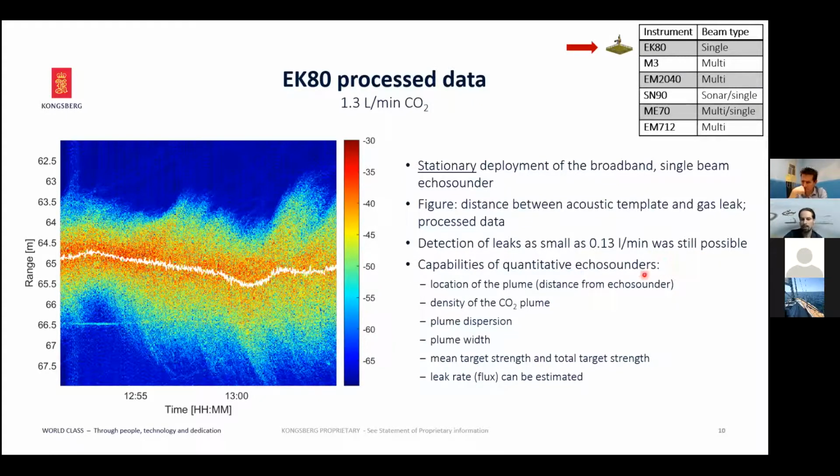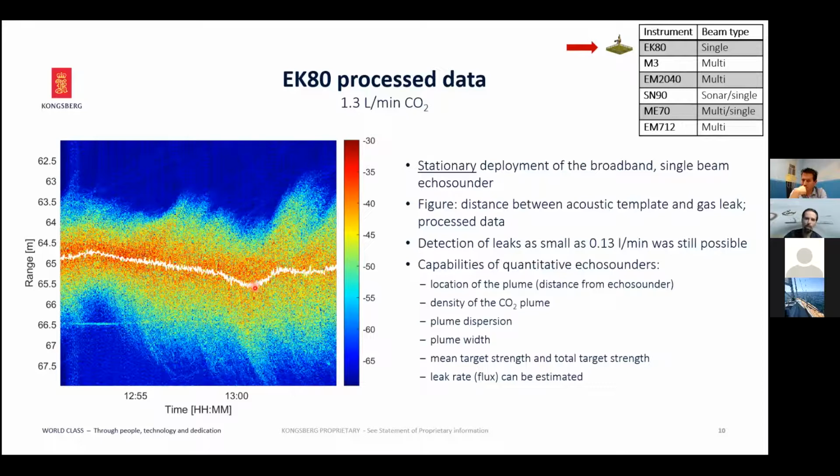The advantages of a calibrated acoustic device in such a context are that you can locate the plume in terms of range between transducer and the plume itself. You can detect the density of the plume. You can investigate the dispersion of the plume width.